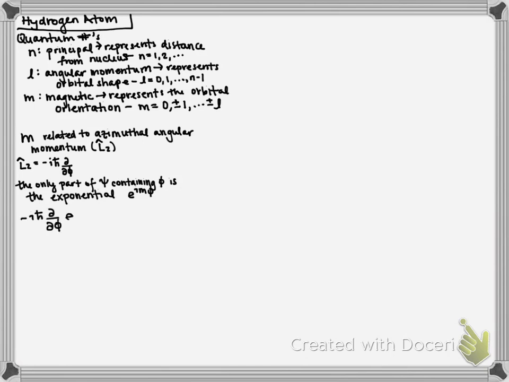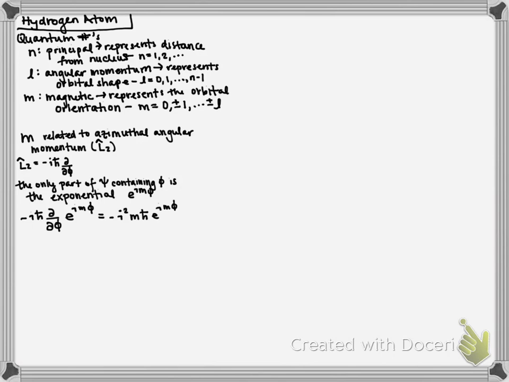If we apply negative i h bar, partial derivative with respect to phi, to just the exponential term e to the i m phi, we'll end up getting negative i squared, where i is the square root of negative 1, so i squared is negative 1. So we have positive 1, m h bar, and then we get our exponential back, because when we take the derivative of an exponential, we always get the exponential back. That part goes back to the wave function.